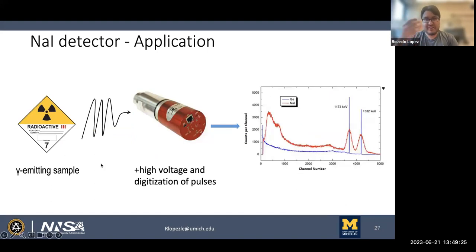So here's just a general application. Say you have a gamma emitting sample, you have this sodium iodide PMT coupled setup, you apply a high voltage to power the PMT, and you're able to digitize the pulses. What you're able to get is a plot resembling the red distribution shown on the right. The red is the gamma ray spectrum that you would get using sodium iodide, measuring in this case cobalt-60. That's why you get these two peaks, one at 1.17 MeV and the other at 1.33 MeV.